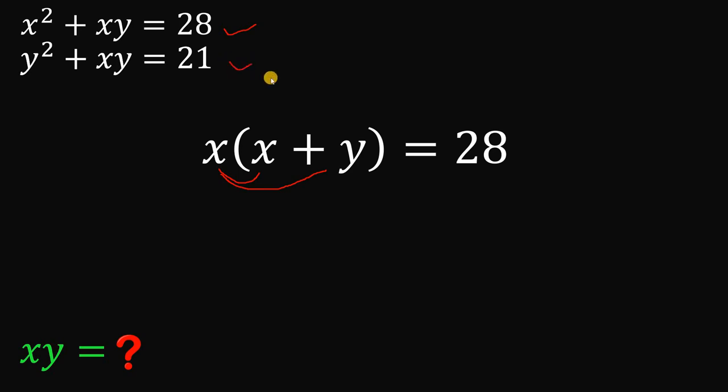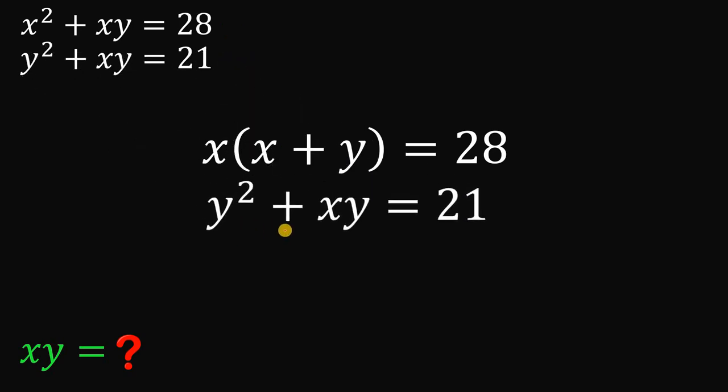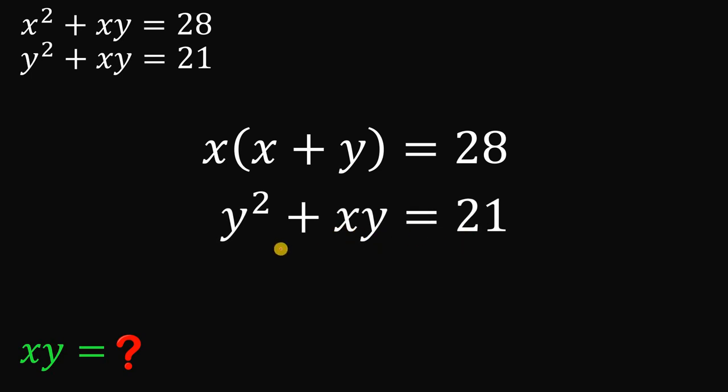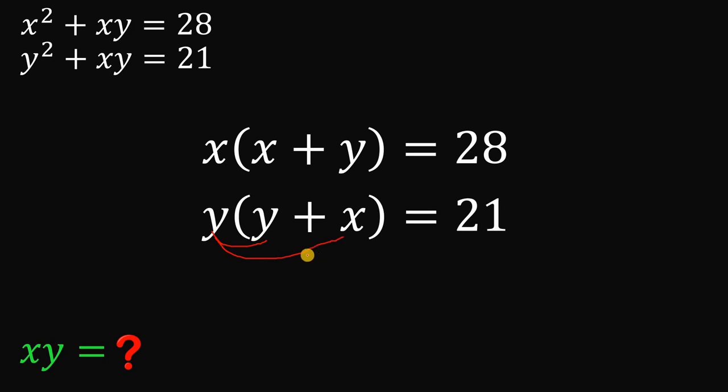Now, let's get the second equation. So we have y squared plus xy equals 21. Here we have a common factor of y. So y squared has a y, and this xy has a factor of y, so we can factor out y. This is just y multiplied by y plus x. Again, if we distribute this y, we have y squared, y times x is xy. Also take note that y plus x is the same as x plus y.